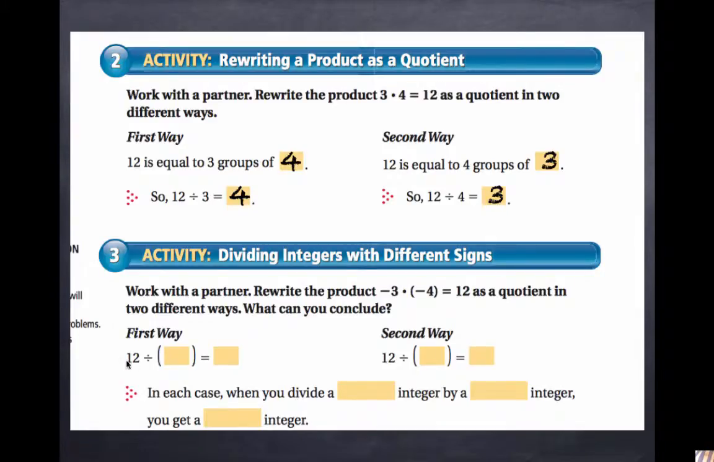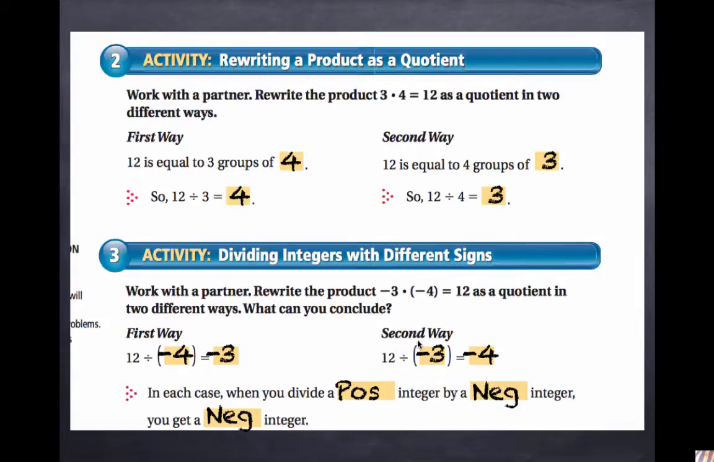Okay, welcome back. So the first way we can rewrite that multiplication problem is we can say 12 divided by negative 4, and we know from here that it has to be negative 3. The second way, where we would say 12 divided by negative 3, we know that the answer has to be negative 4. So in each case, when you divide a positive integer by a negative integer, your result is a negative integer. So that's what happens when you divide integers that are two different signs.